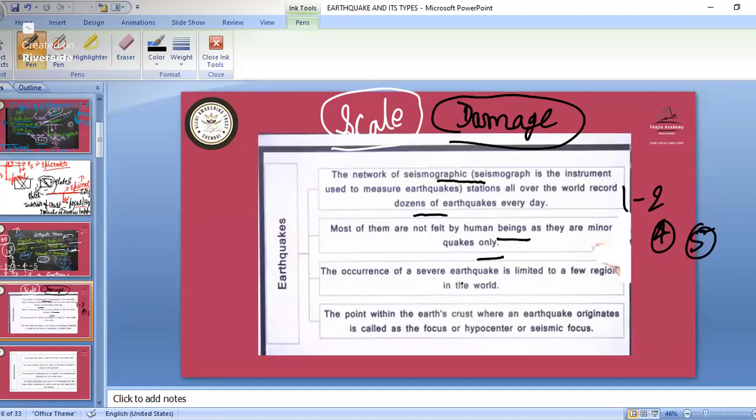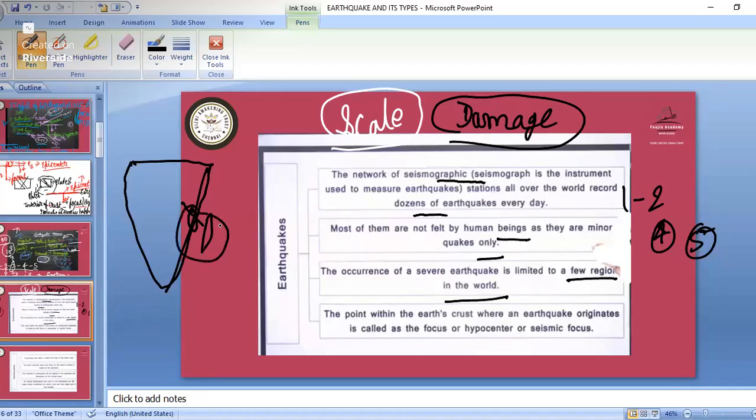The occurrence of severe earthquakes is limited to a few regions in the world. Like we studied about a few regions, for example this Japan area. Here we have the Europe area, the Eurasia area. Japan is near the eastern coastline of Eurasia, and there we have the oceanic plate. So there we are seeing some earthquakes. The occurrence of severe earthquakes is limited to a few regions in the world.